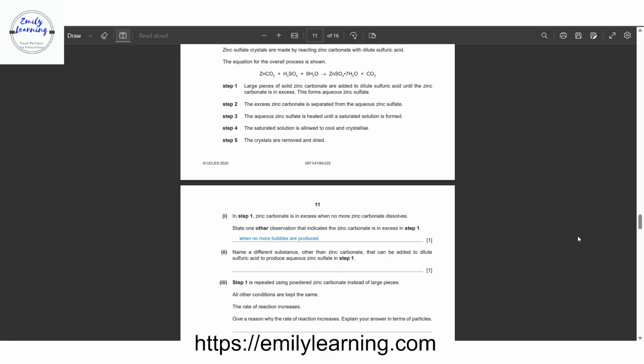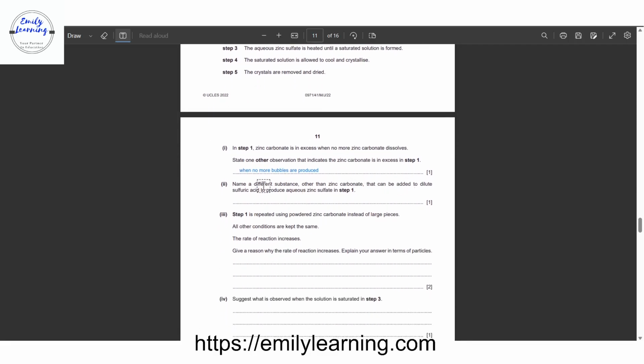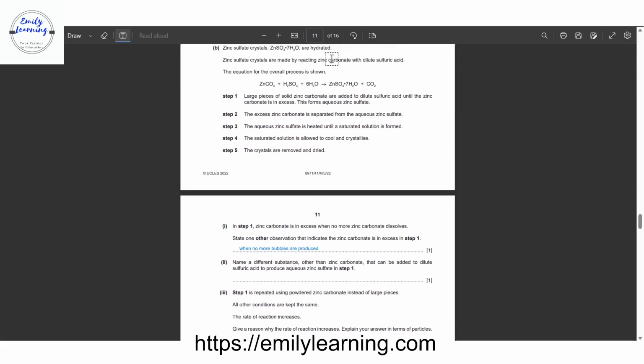Next, name another substance other than zinc carbonate that can be added to sulfuric acid to produce zinc sulfate in step 1. So recall I mentioned that this zinc sulfate is a soluble salt. So to form a soluble salt, you add excess insoluble substance to react with the acid. And what reacts with acid? For zinc, your zinc carbonate, your zinc oxide, your zinc hydroxide, as well as your zinc metal can react with acid. Okay, and these are all insoluble, so they can react with your acid. So basically, your answer for here will be either zinc oxide, or you can write zinc hydroxide, or you can also write zinc metal. Any one of these three will be the correct answer.